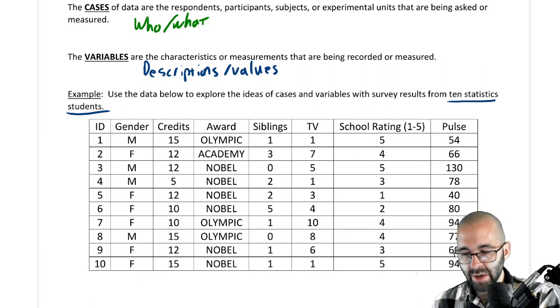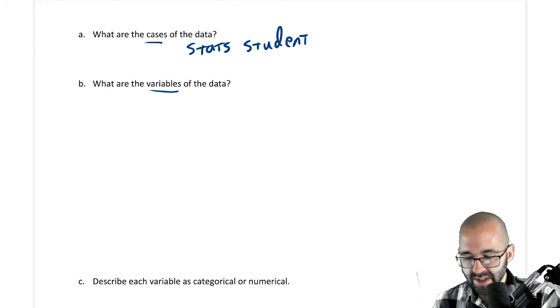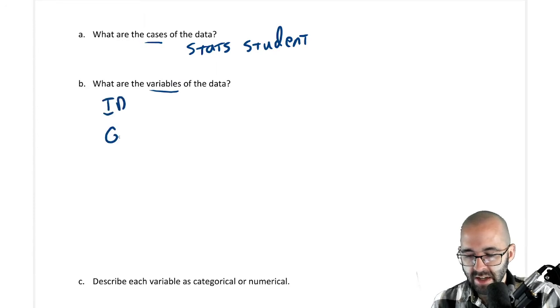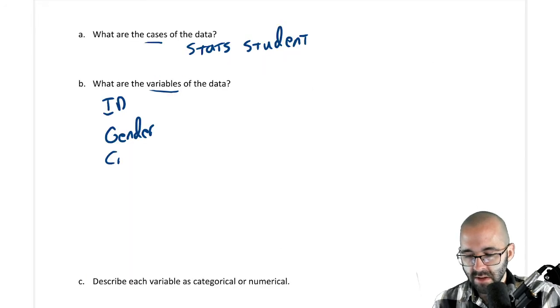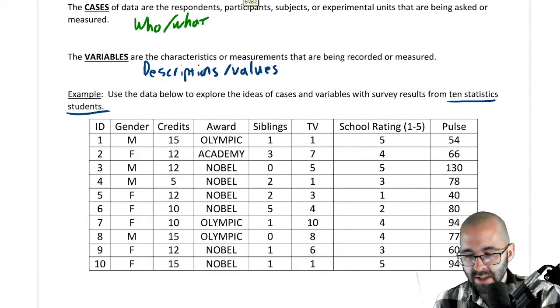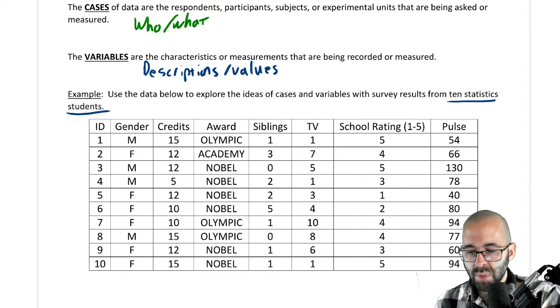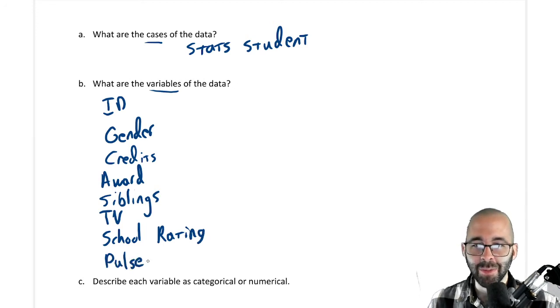Okay, so we could write all of that down. Well, we're going to have to copy it down eventually because we're going to have to describe it. So let's just copy it down now. ID, gender, credits, award, siblings, TV, school rating, and pulse. A lot of questions we're asking these statistics students. And at the very end, we take their pulse.